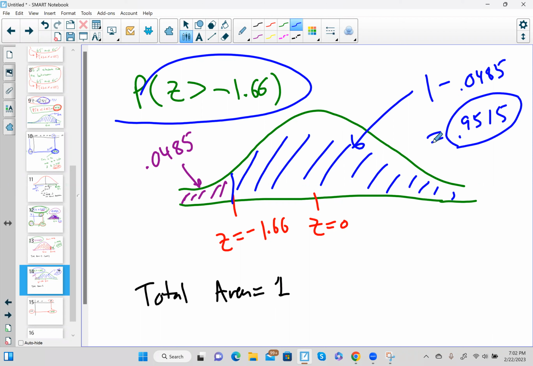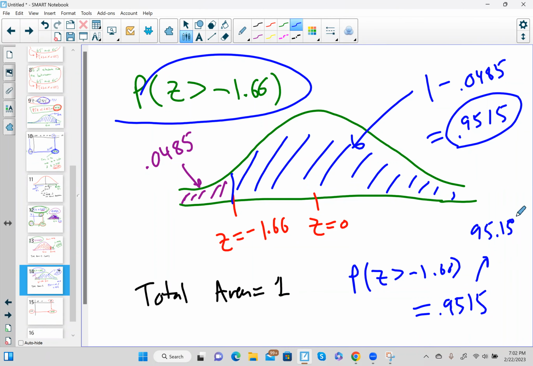Okay. So what we just figured out is that the probability that a z would be greater than negative 1.66 is 0.9515. I should mention, some of you may like percents better. So you could take this number and if you want, write it as 95.15%. So that's always an option as well. Okay, let me pause for a second or a minute. Any questions about that?